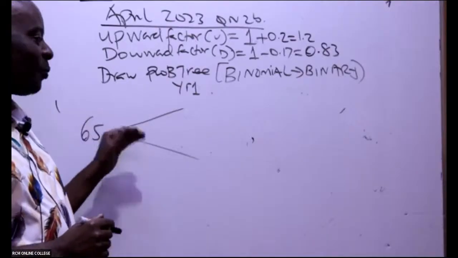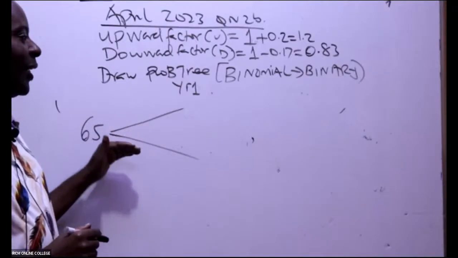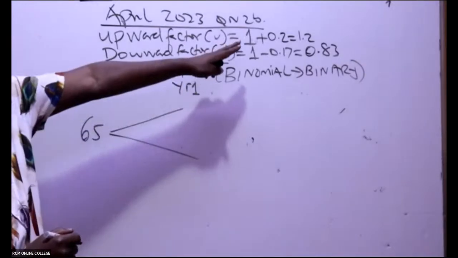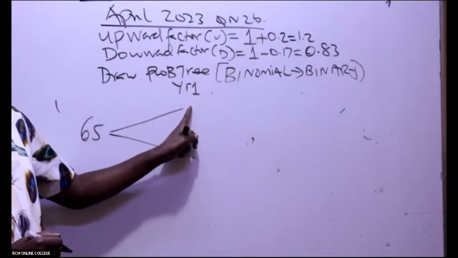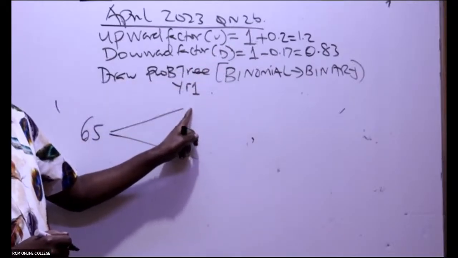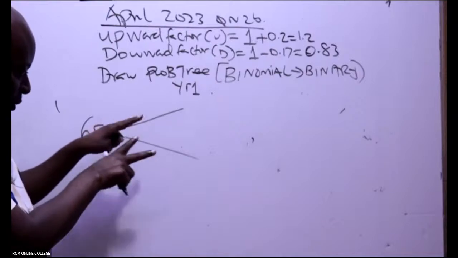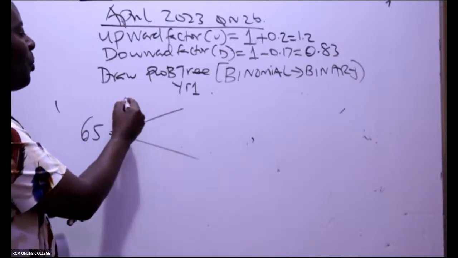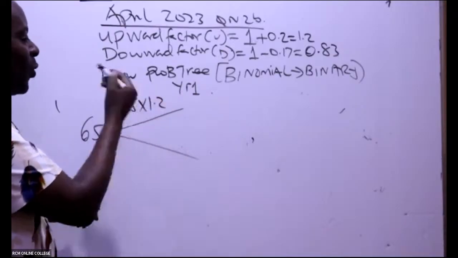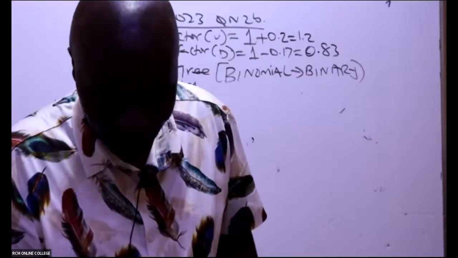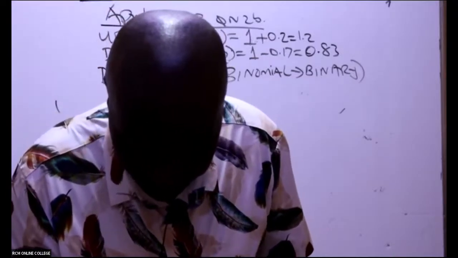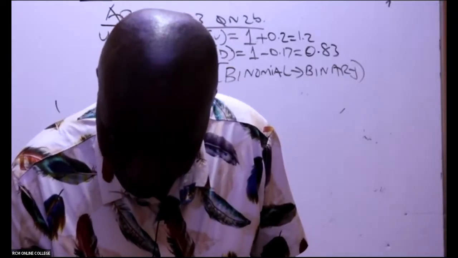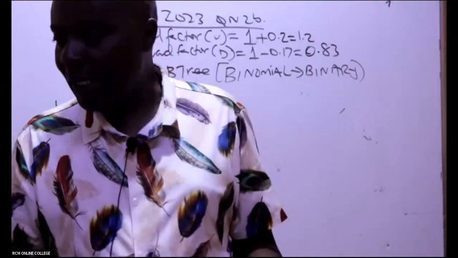And then there are two possibilities. At the end of year 1, it will either go up or down. So if it goes up by 1.2, what will be the new price? Because there are binomial, two occurrences. So if it goes up by 1.2, the new price will be 65 times 1.2. Have you seen where I got 65 from? It is given in the question. We are told that currently, today, it is trading at 65.